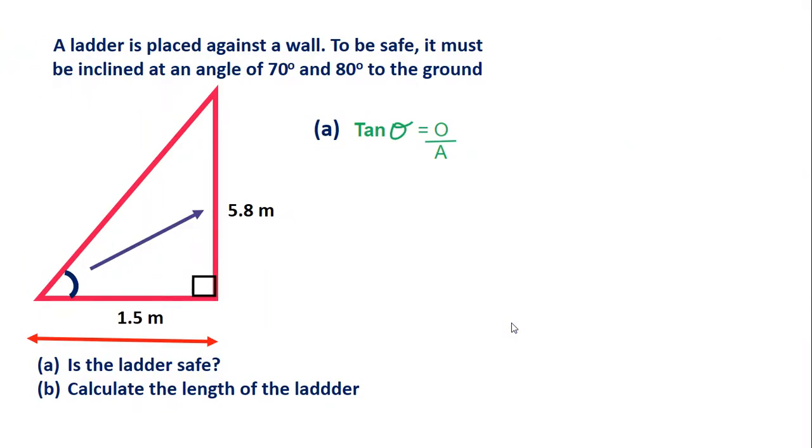Now moving on to solving this question. So tan theta equals opposite over adjacent. I can just replace my theta, my opposite, and my adjacent. My theta, I can just take it as x, and I can take my opposite as 5.8.